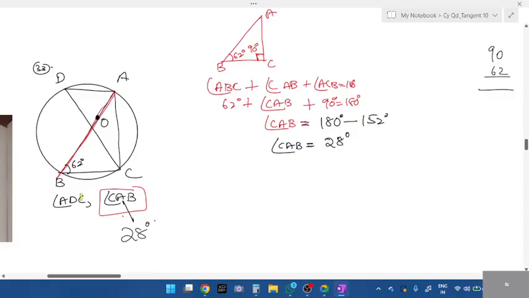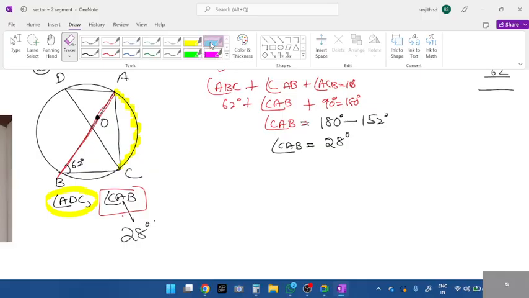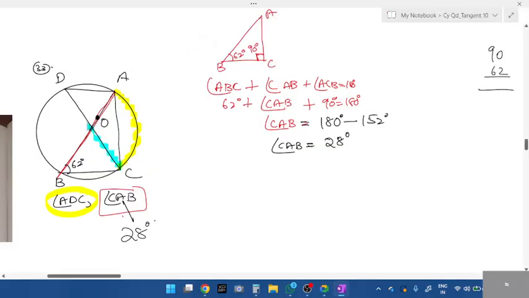Next, what is the other thing we need to find? What's the next one, students? ADC. In ADC, which is the arc? AC is the arc. Look, AC is the arc. And we need to find that angle, students. We need to find D. This is the triangle ADC. On the same arc, what's the other angle formed?